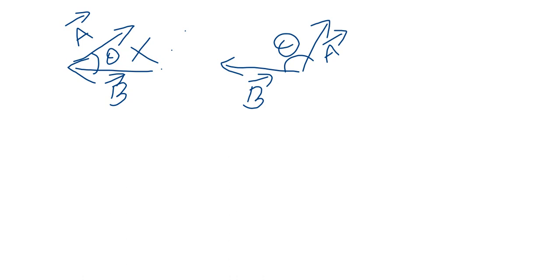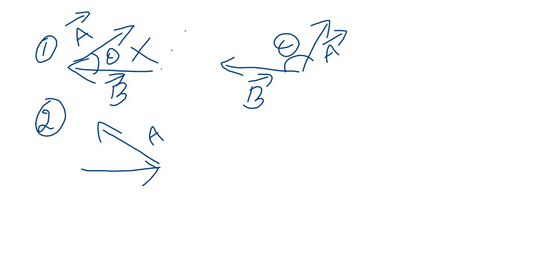The first case. Second case is: this is A bar, this is B bar. Find out the angle between the vectors. How can you find it here?